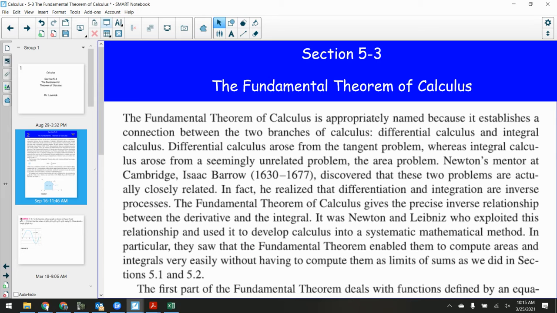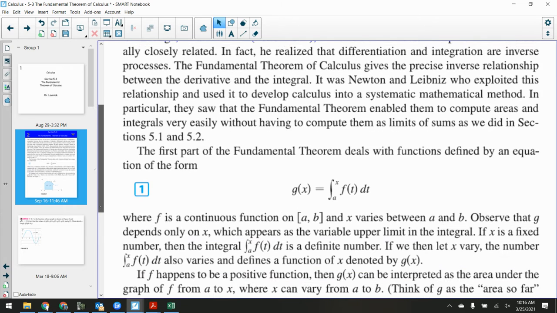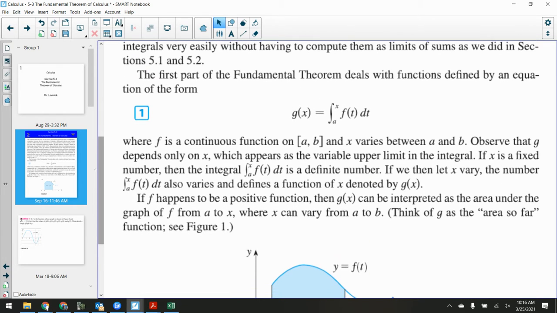It's appropriately named because it establishes the connection between differential calculus and integral calculus. We kind of already learned that the antiderivative is really equal to the integral, so that's how it's meshing here. It's going to connect what we know about antiderivatives and what we know about integrals and put them together, hand in hand. The book gives you a little bit of background. I won't bore you with the details, but basically this is what we're going to be looking at.